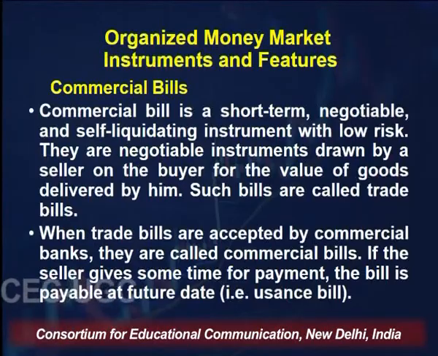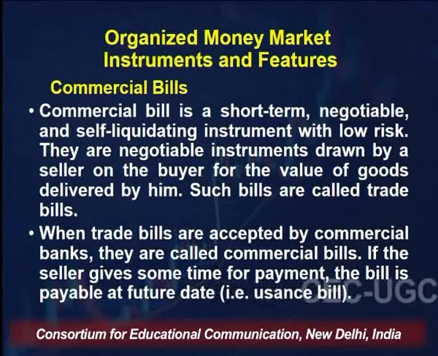Another instrument is commercial bills. A commercial bill is a short-term negotiable and self-liquidating instrument with low risk. They are negotiable instruments drawn by a seller on the buyer for the value of goods delivered by him, and such bills are also called trade bills. Now, when trade bills are accepted by commercial banks, they are called commercial papers.